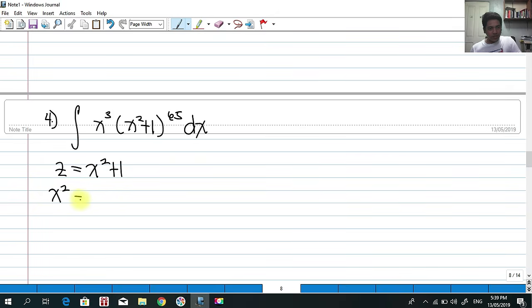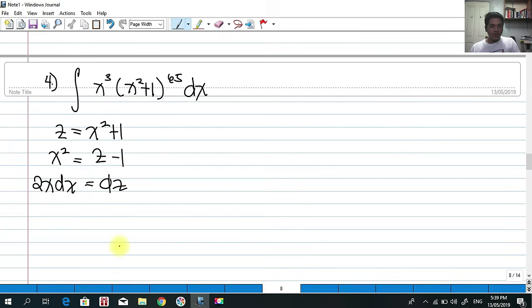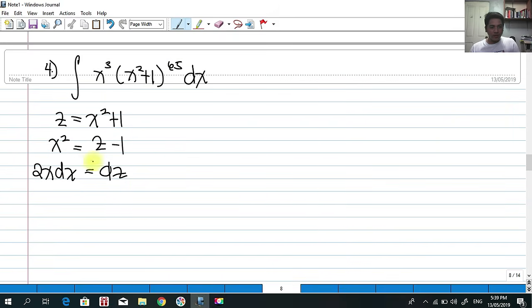So x squared is now equal to z minus 1. Differentiating both sides, implicit, we have now 2x dx equals the derivative of z minus 1 with respect to z, which is dz. Okay? And then, as usual, we're going to get x dx here, because we can factor out one x here and multiply it with the dx here. So we have x dx is equal to 1/2 dz. Okay, and we can now substitute.